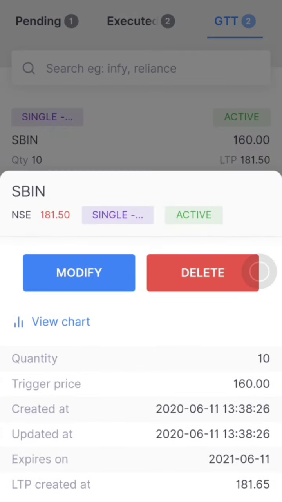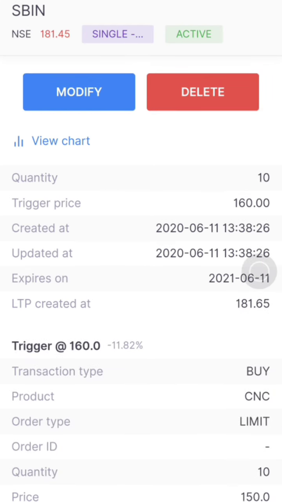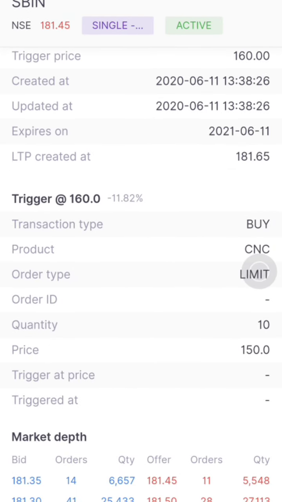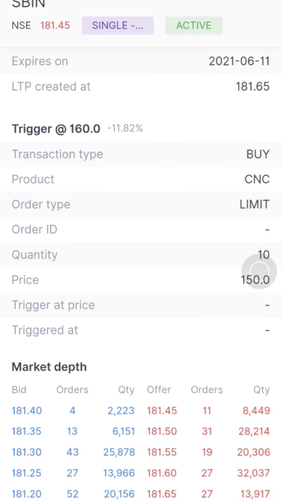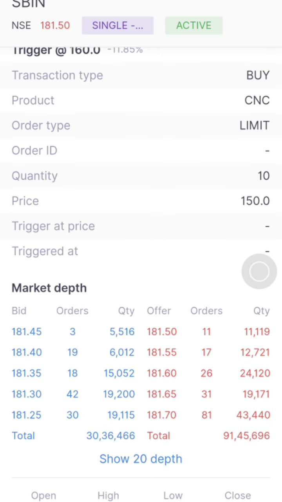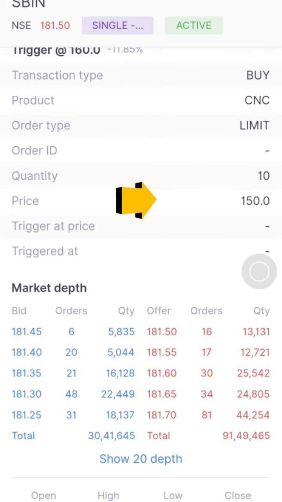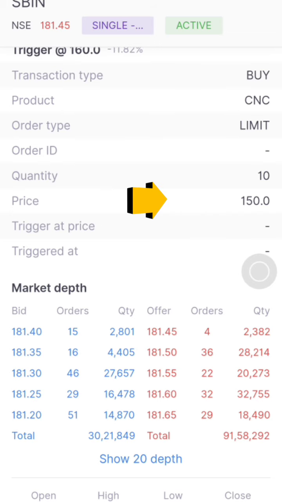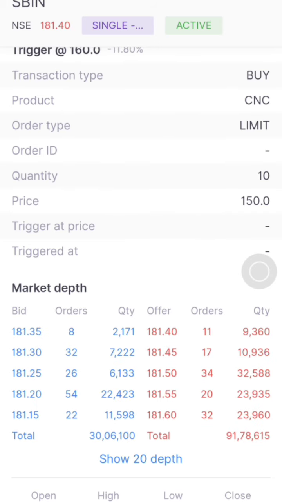So here you can see the current price is 181, but the GTT trigger price, the price at which it gets activated, is 160. You can see 160 trigger price, and the final price is 150. So when the price reaches 160, this GTT will get activated, but it will execute only if the rate reaches 150. Okay, this is called buy.